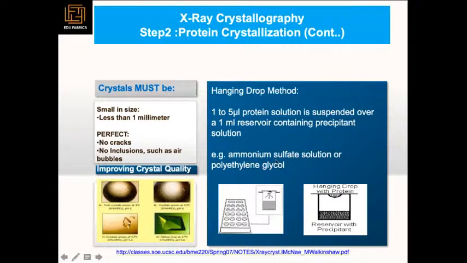So this is the hanging drop method. You put 1 to 5 microliters of protein solution suspended over a 1 ml reservoir containing precipitant solution. For example, your precipitant solution could be ammonium sulfate solution or polyethylene glycol, PEG, or AMS.